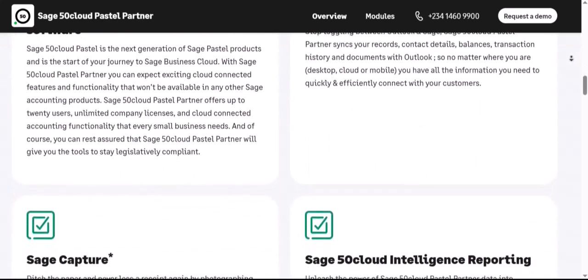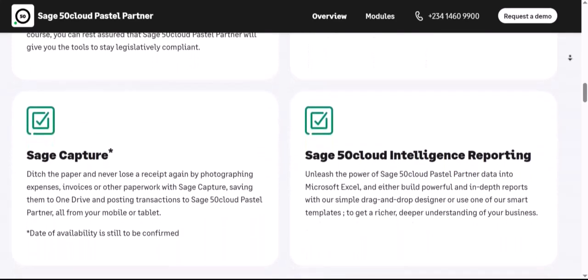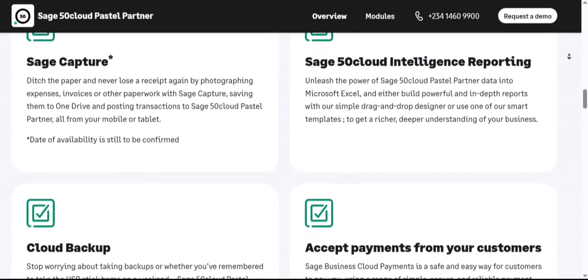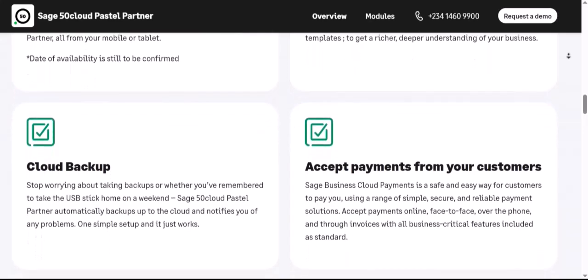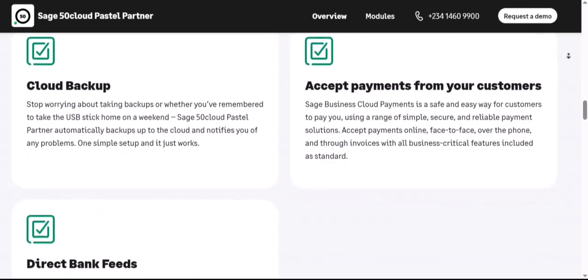Sage Intacct's relevance to project management. Strong financial accounting for projects. It excels in tracking project costs, revenues, and profitability with detailed financial reporting. This allows project managers to monitor budgets closely and make informed financial decisions.